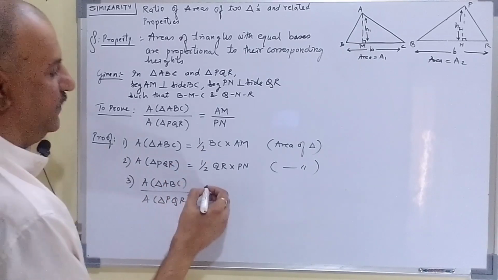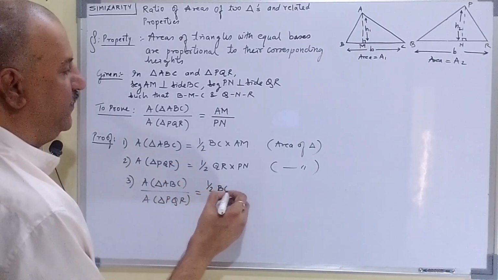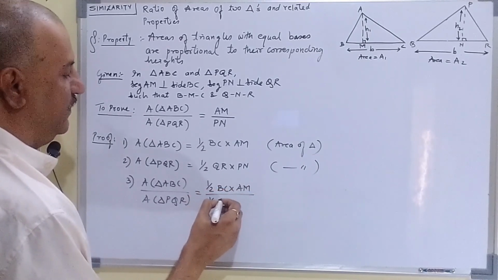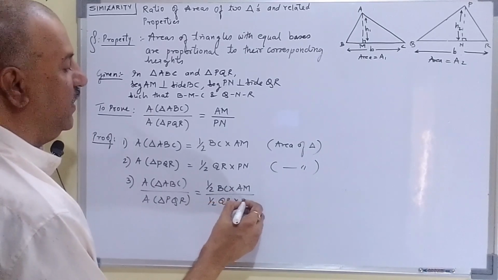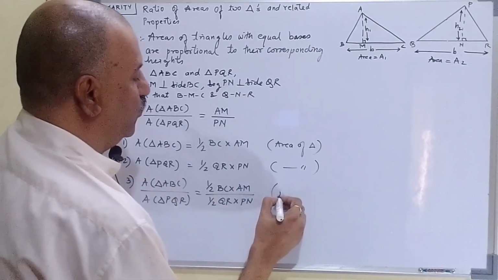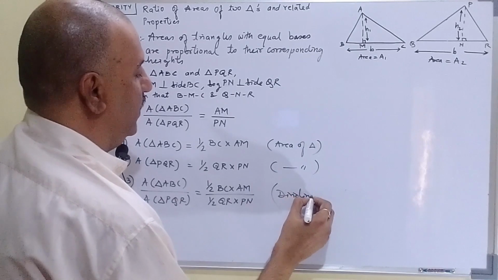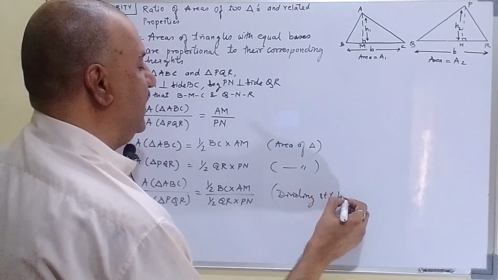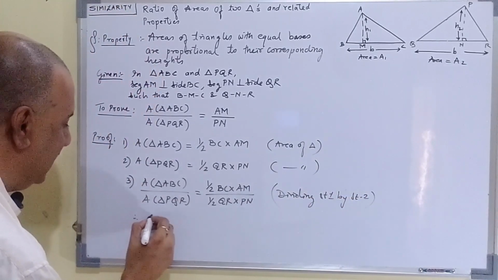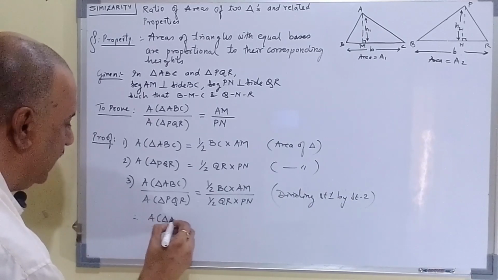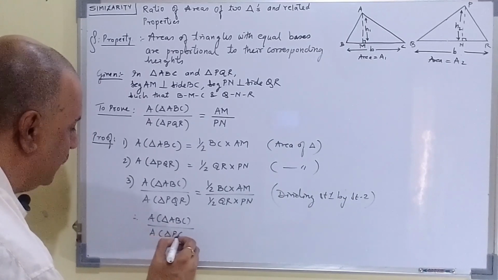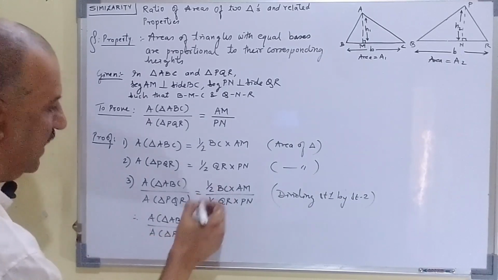So what you get? Half BC into AM divided by half QR into PN. Again, the reason is dividing statement number 1 by statement number 2. So what is the final answer? Therefore, area of triangle ABC upon area of triangle PQR will be, half gets cancelled.